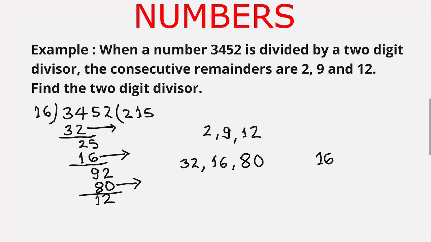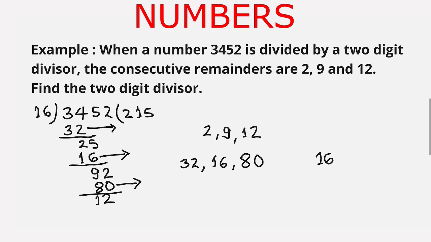If there had been 4 consecutive remainders in any question, we would have left 3 digits from the last and started our division. If there had been 5 consecutive remainders, we would have left the last 4 digits from the right and started our division. I hope you understood the concept of consecutive remainders.